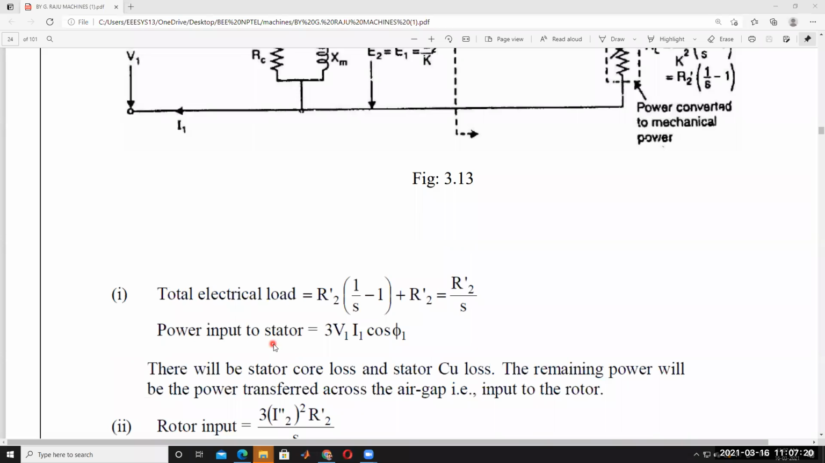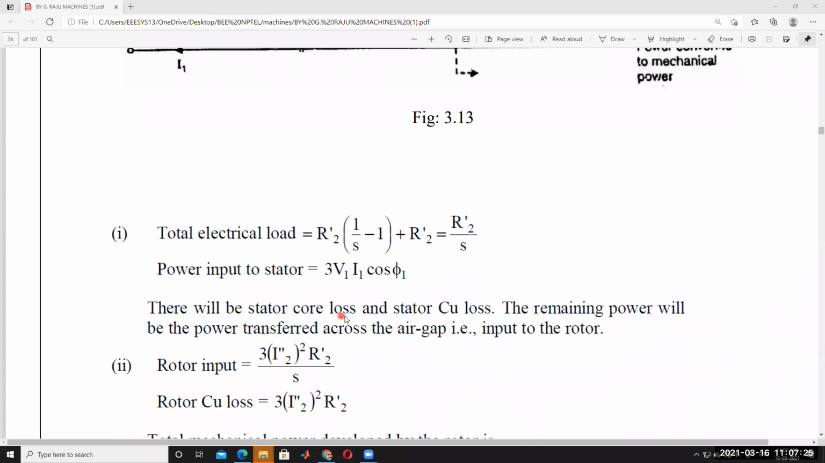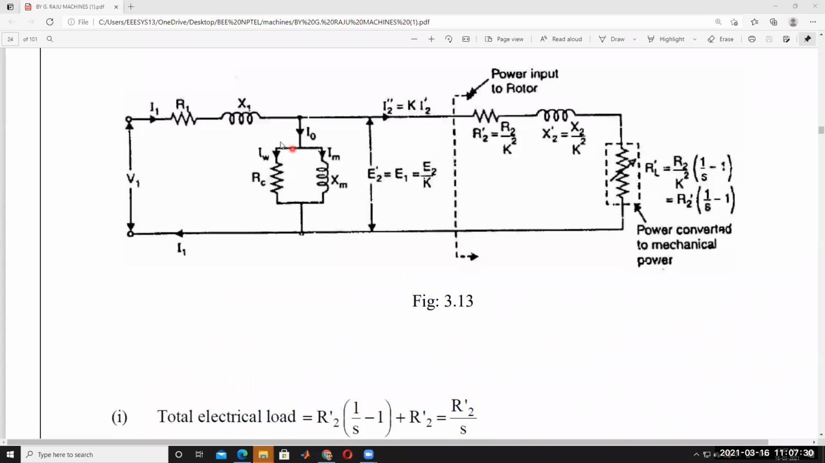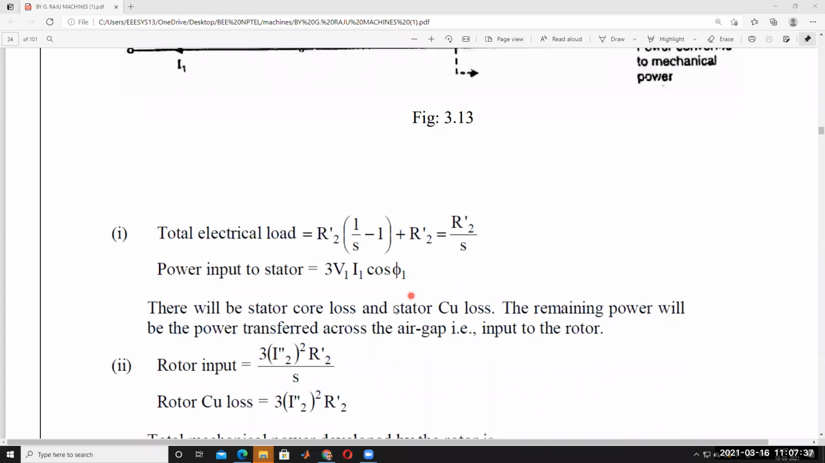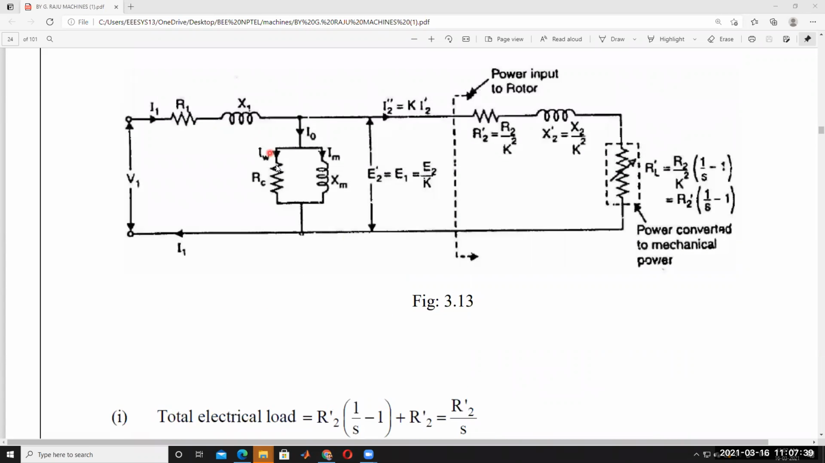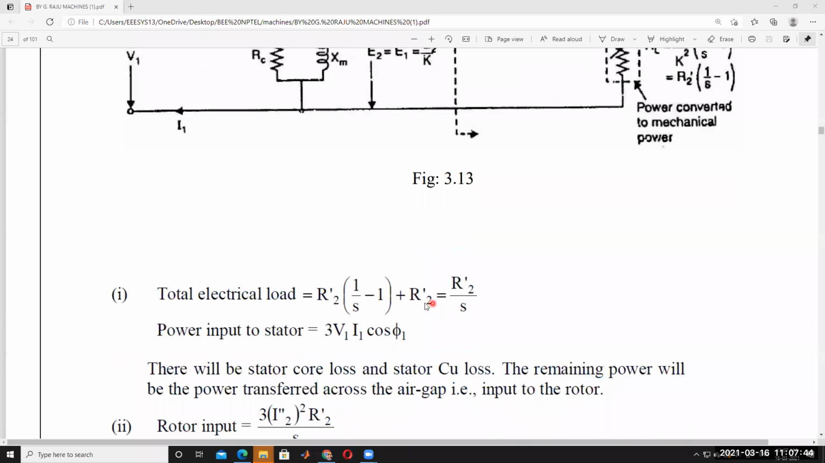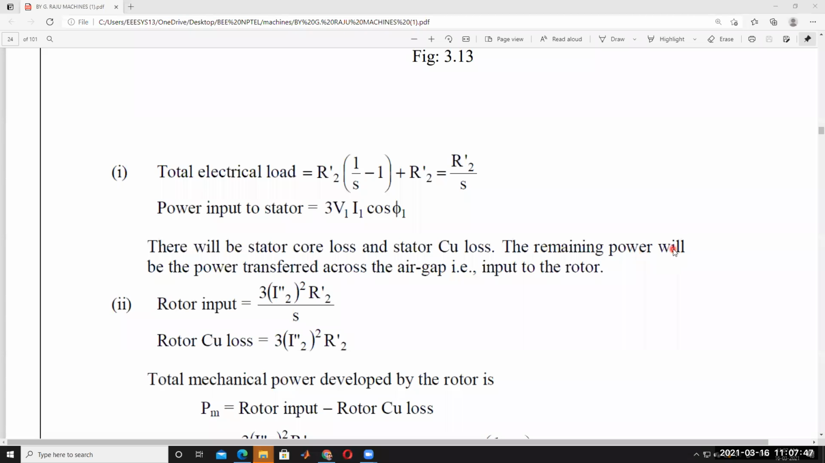So power input to the stator is 3V1 I1 cos phi. There will be a stator core loss and a stator copper loss. The stator copper loss, because of the winding resistance, is I1 squared into R1. The stator core loss is IW squared into RC. The remaining power is transferred across the air gap. This power is called air gap power, which is the input to the rotor.